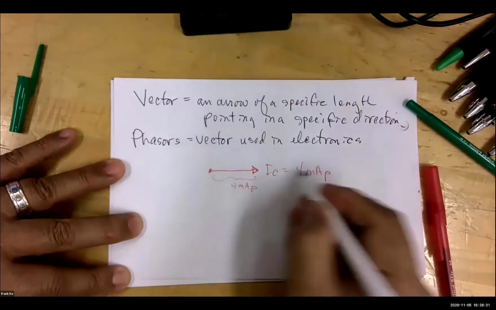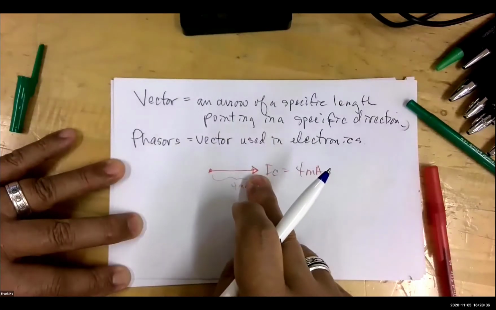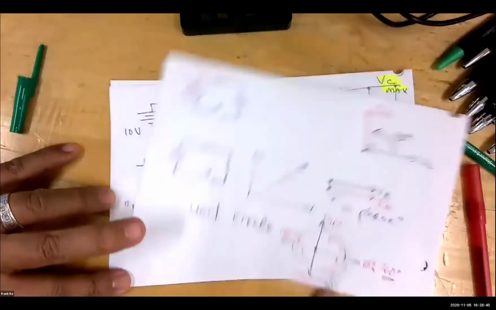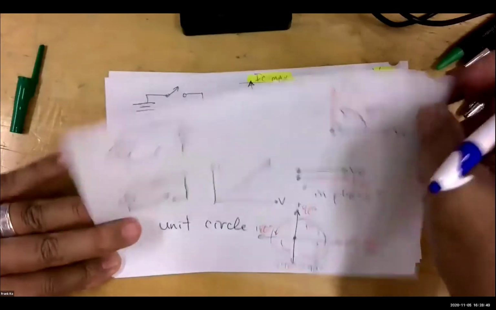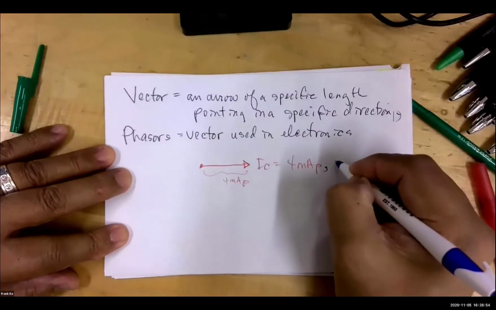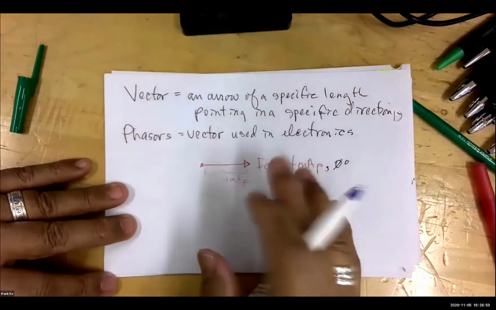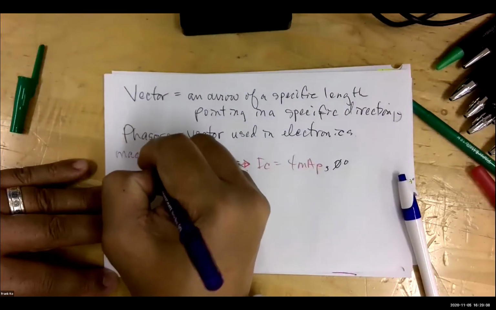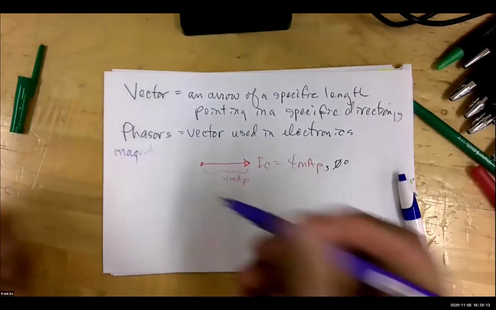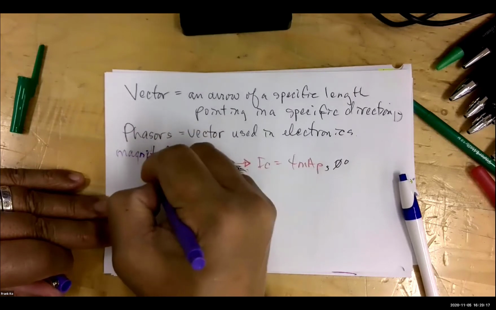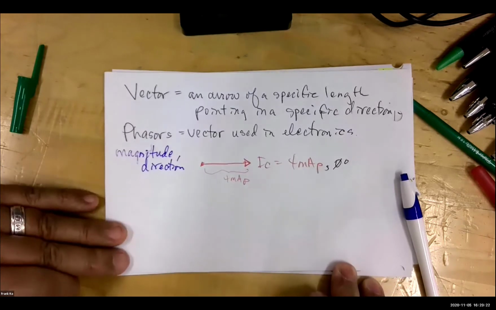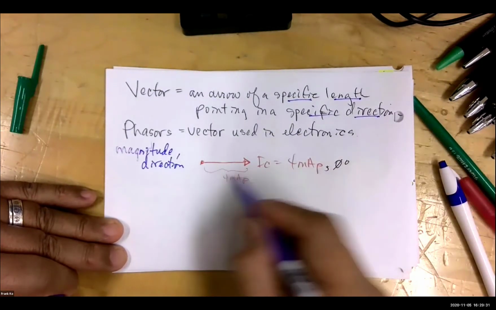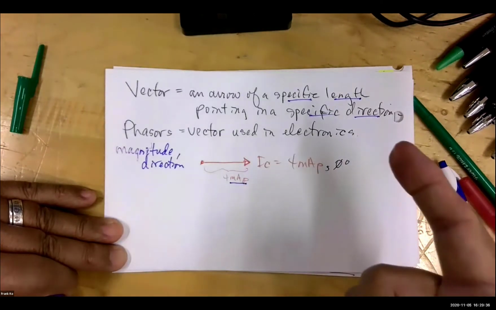And what is my direction? If I'm pointing in this direction, 3 o'clock on my unit circle is how many degrees? Wei Ji, how many degrees is my 3 o'clock position? My 3 o'clock position is 0 degrees. So this is 4 milliamps, comma, 0 degrees. All phasors, vectors, they must have a magnitude and they must have a direction. The magnitude is your specific length, and the direction is pointing in a specific direction. So what is my magnitude for this phasor? My magnitude for this phasor is 4 milliamps peak. What is my direction? 90 degrees.